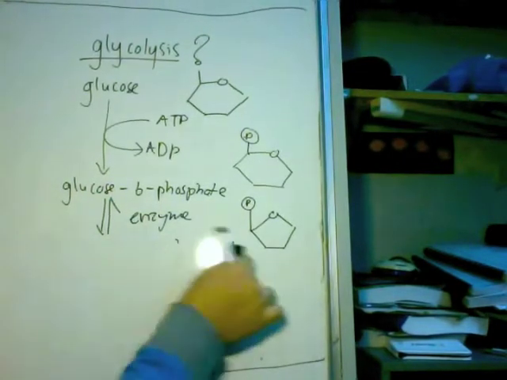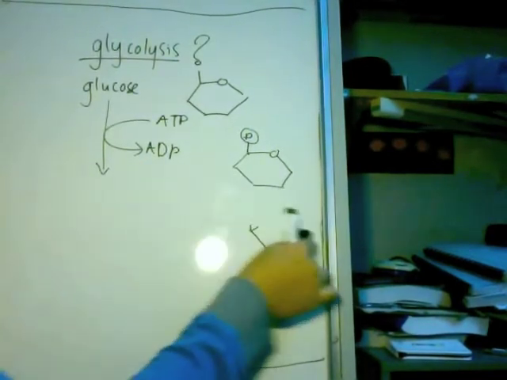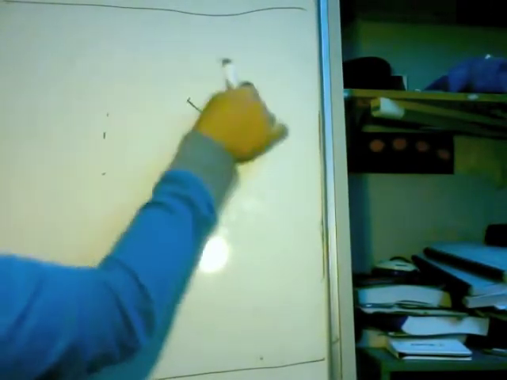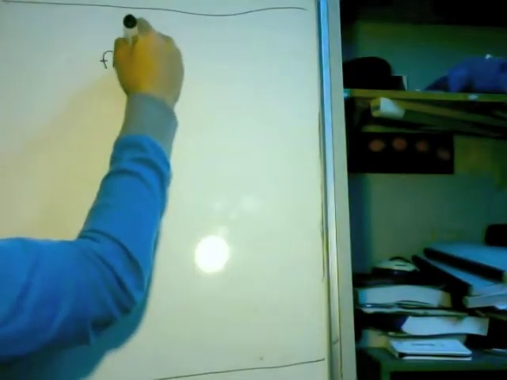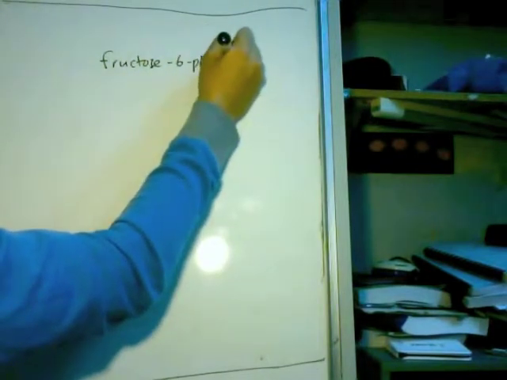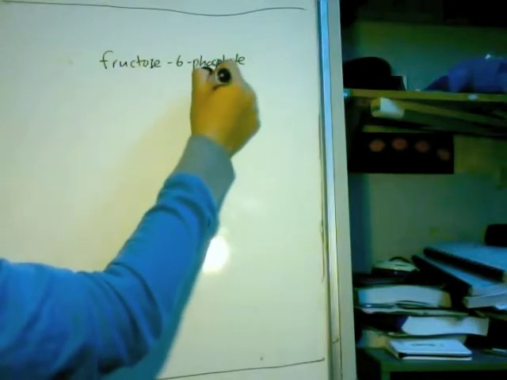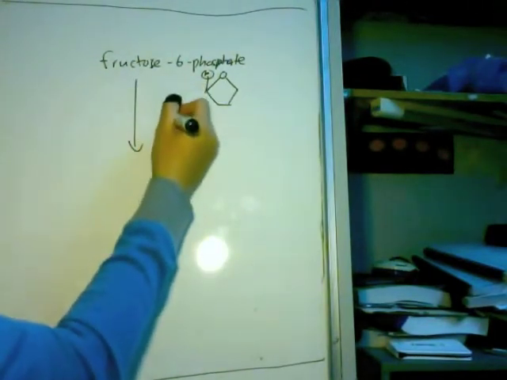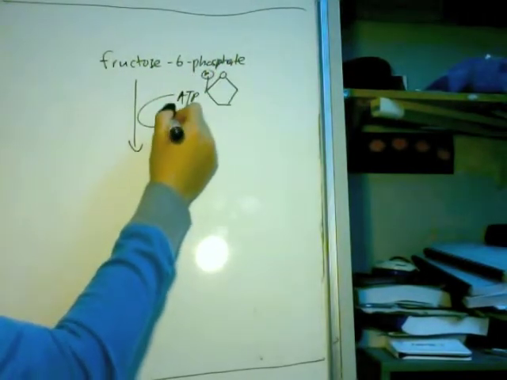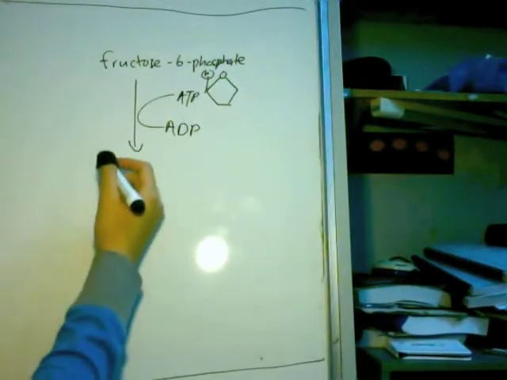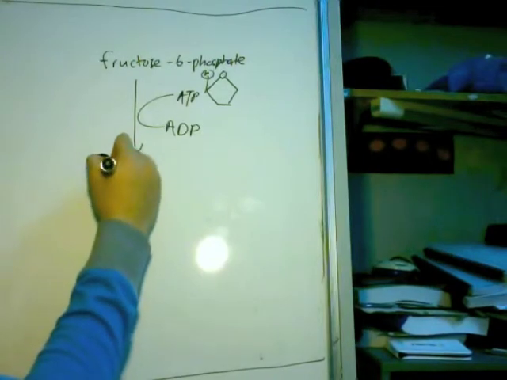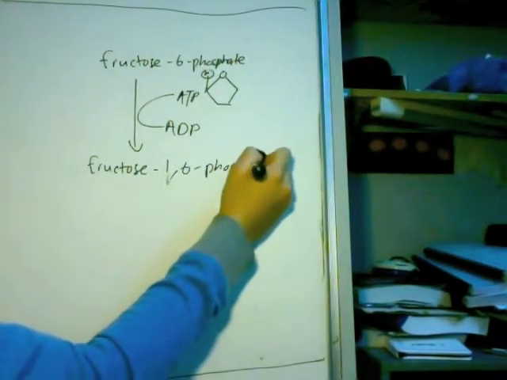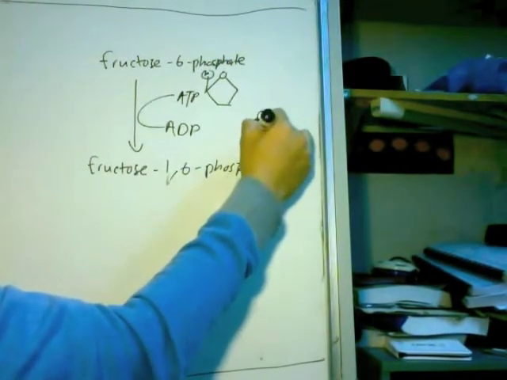Now, fructose 6-phosphate reacts with another ATP molecule, which gives it another phosphate group, and turns it into a fructose 1,6-phosphate, which looks like this. Probably.